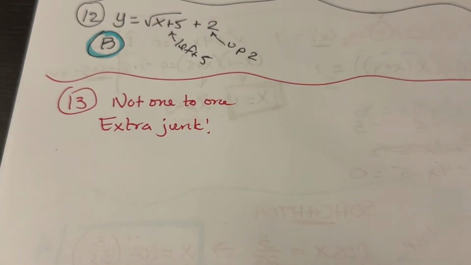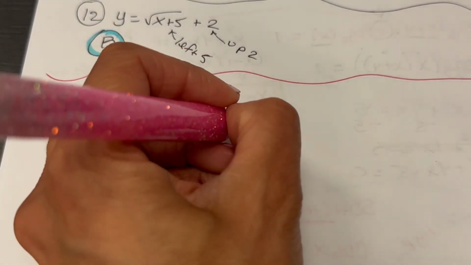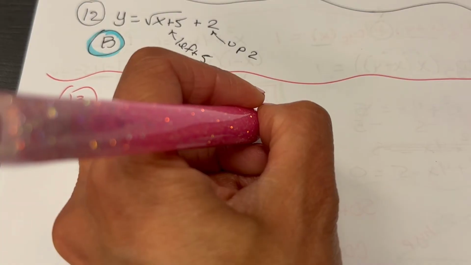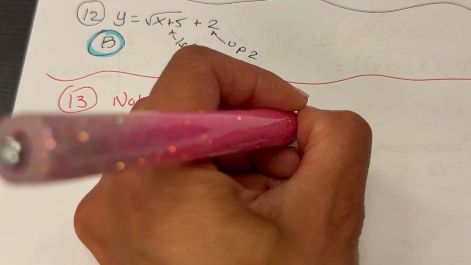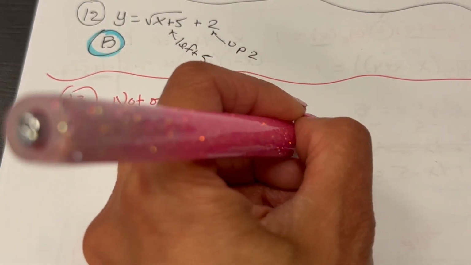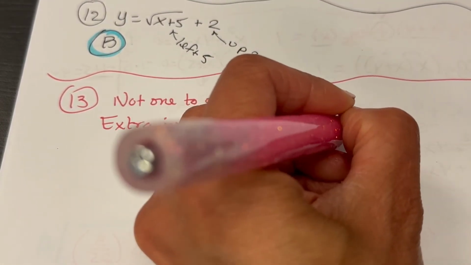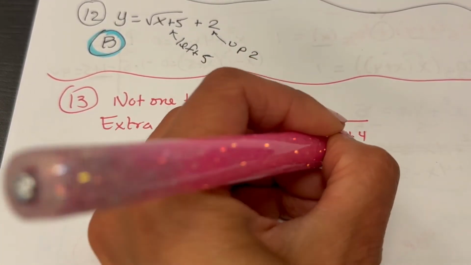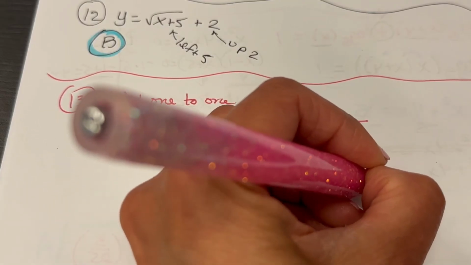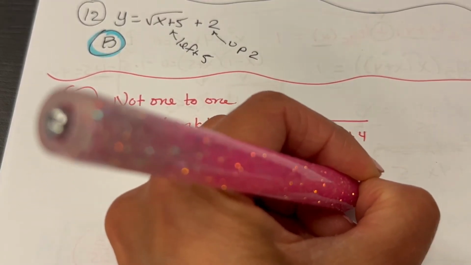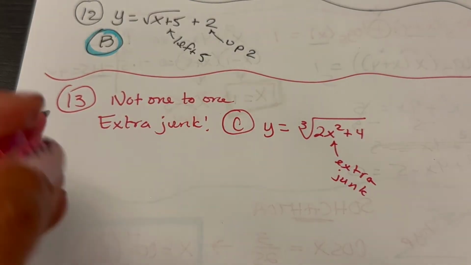So the one that was extra junk in the trunk was letter C. And so that one was y equals, or f of x equals, it doesn't matter, the cube root of 2x squared plus 4. So that x squared is the extra junk.